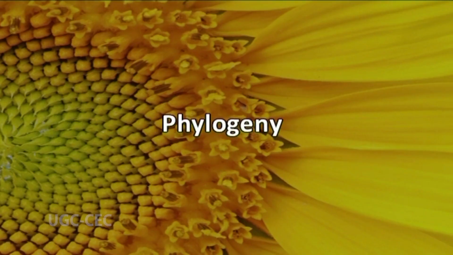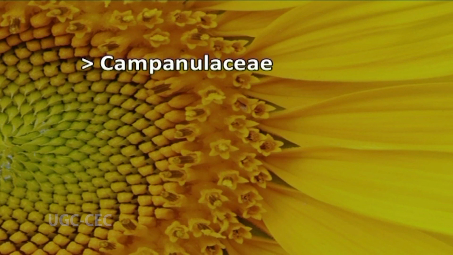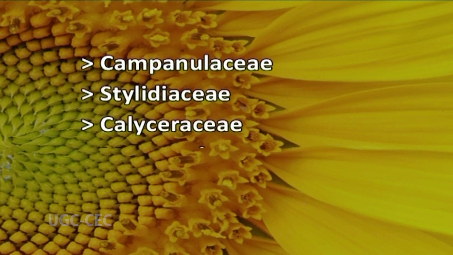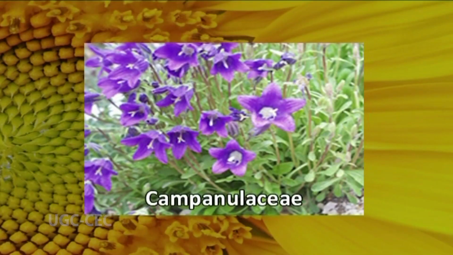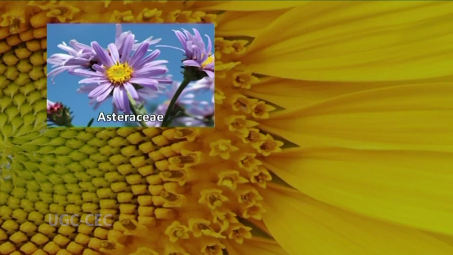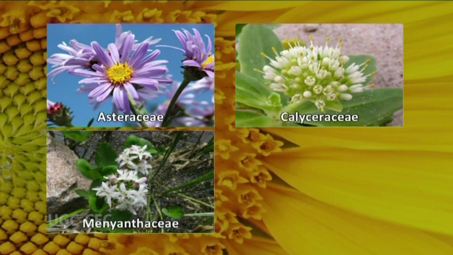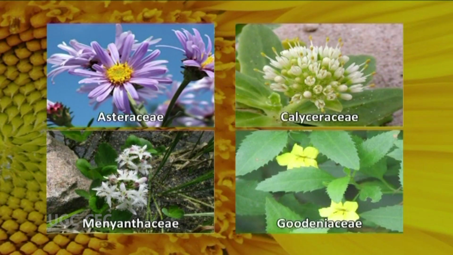Now, the third part of the lecture, phylogeny of Asteraceae. The Asteraceae forms an easily recognized group, and both morphological and molecular data support its monophyletic origin. The family is believed to be closely related to families such as Campanulaceae, Stylidiaceae, Calyceraceae, Menyanthaceae, and Goodeniaceae. The family Campanulaceae is the sister group to the clade containing Asteraceae, Calyceraceae, Menyanthaceae, and Goodeniaceae.